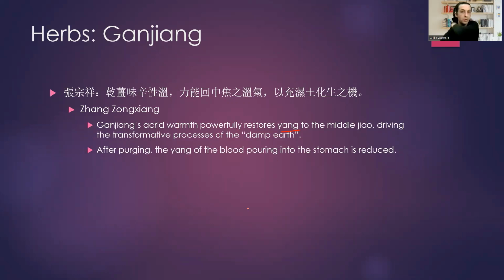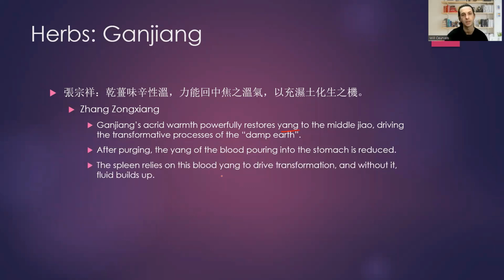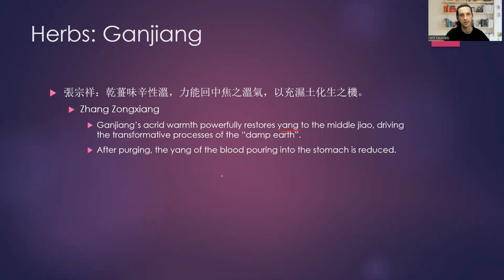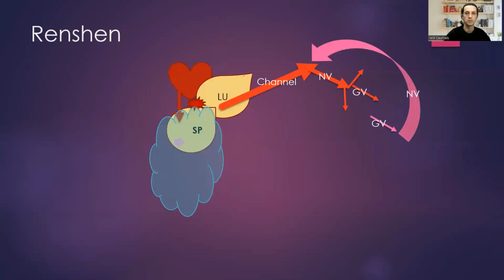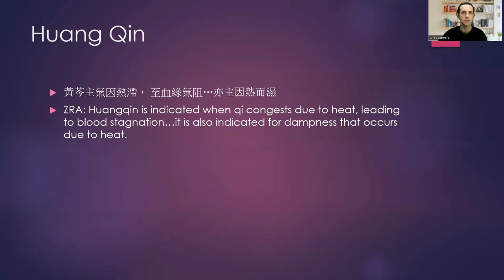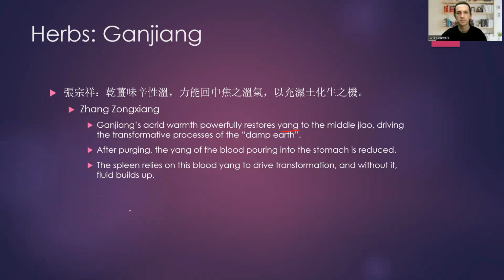So we know, of course, that after purging, the yang that's been carried down in the blood and pours into the stomach is reduced. It's carried out in that fluid, much in the same way that sweat carries out yang qi from the blood. Now, oh boy, sorry about that. Getting ahead of myself here. So the spleen relies on this blood yang to drive transformation, right? So it needs that yang to drive the transformative process of fluid.